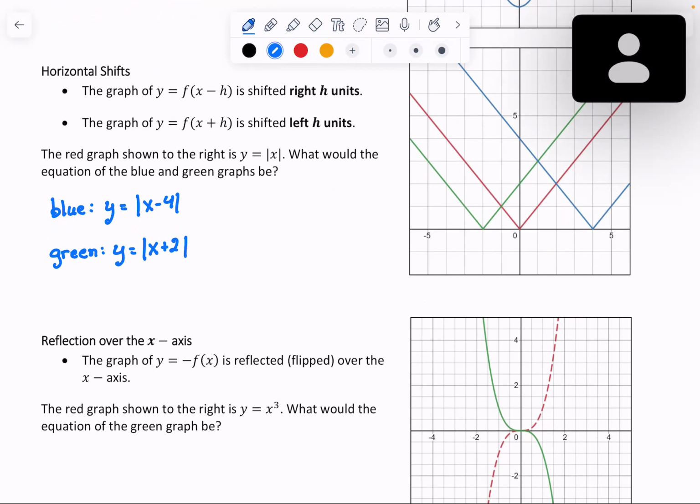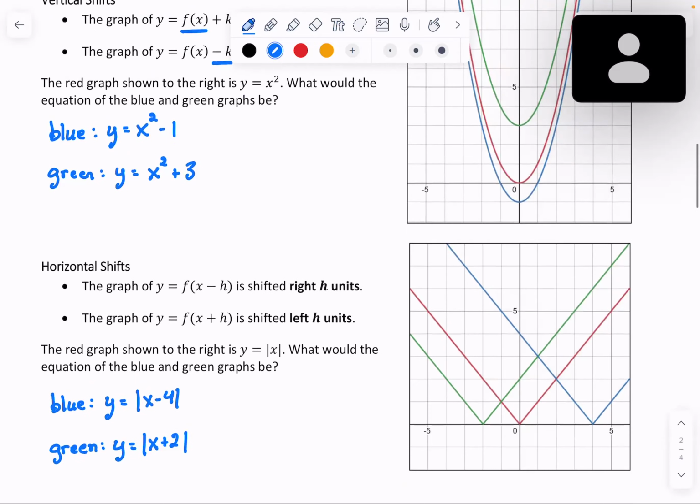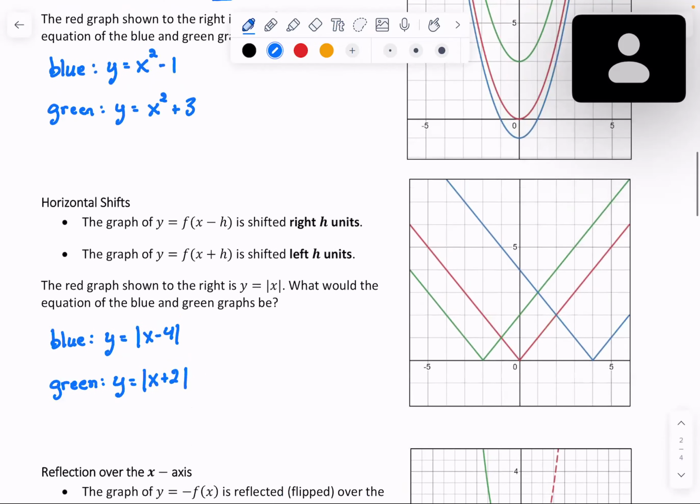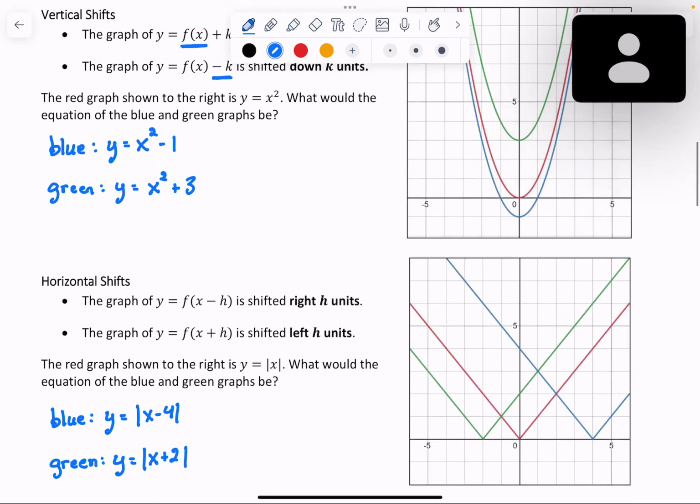So these ones you just have to be careful. So what did it do when we looked at vertical shifts? It added a constant at the end of the function. So here it just added a minus 1 and a plus 3 to shift it up and down.